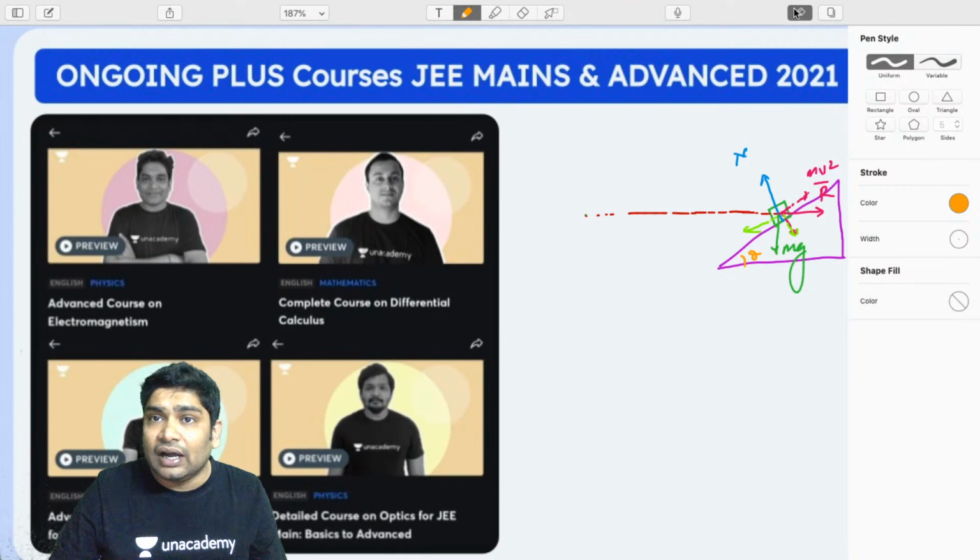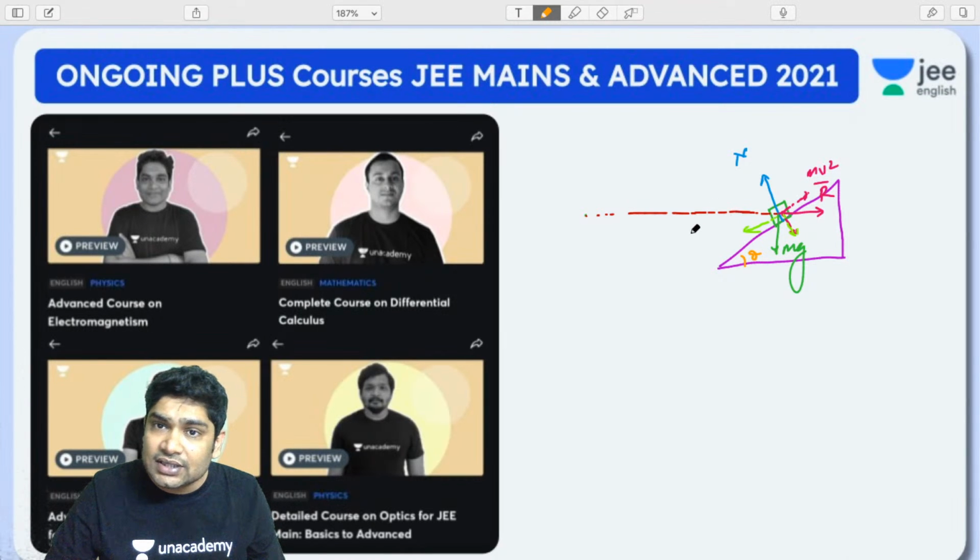So you have one force of mg sin theta, which is trying to pull it down the incline, and then you will have a force of mv square by r cos theta, which is trying to pull it up the incline.